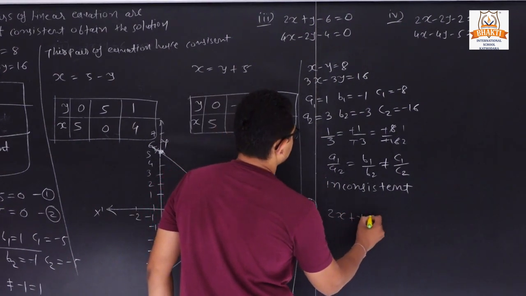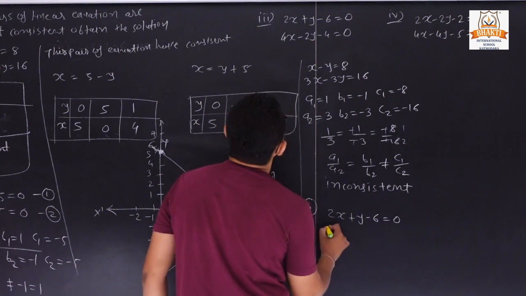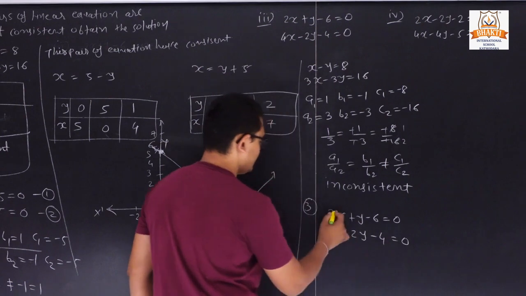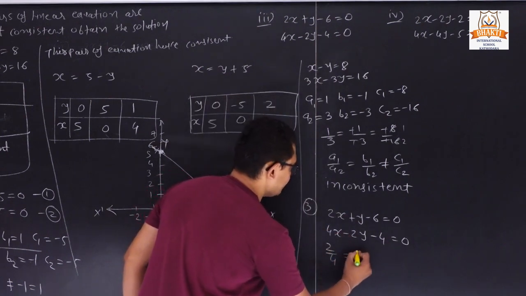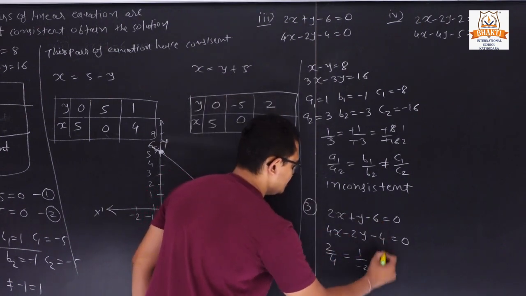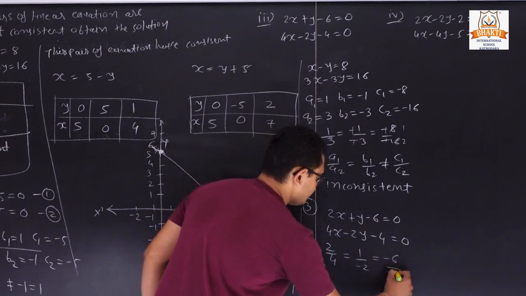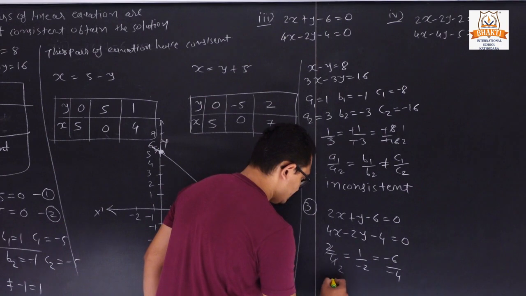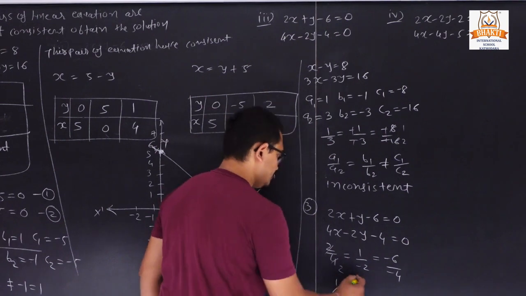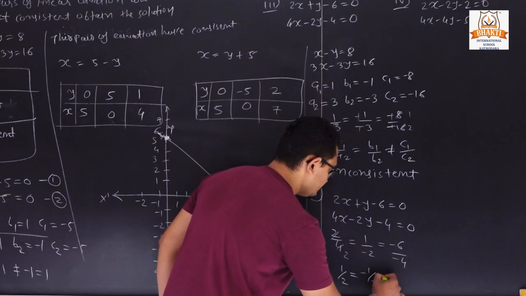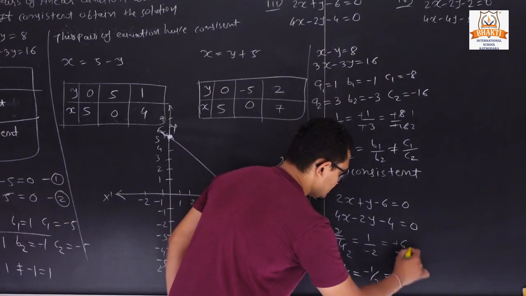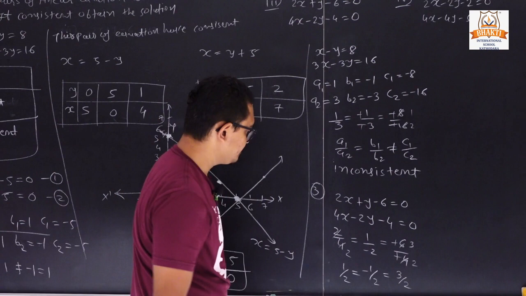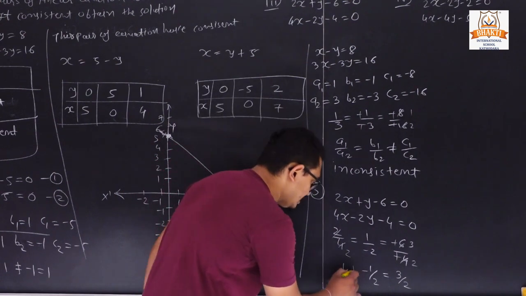2x plus y minus 6 is equal to 0 and 4x minus 2y minus 4. So what is a1? 2 by 4 is equal to 1 upon minus 2 and is equal to minus 6 upon minus 4. So 1 2s are, so the answer is 1 by 2. Here minus 1 by 2, minus minus plus, 2s are 3s are, so 3 by 2. It means these both are not equal to each other.